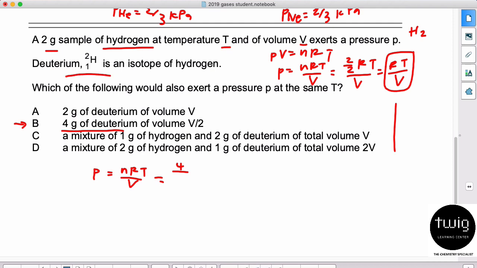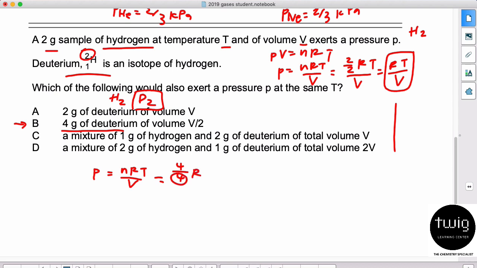You can't use 2, because when we say hydrogen, we say H2, but when we say deuterium, it's D2. So it's 4. You must use 4 here because the mass number is 2 and you have to assume it's D2. You can't assume it's D, because it exists as a diatomic. So this is 4 over 4, which is 1. It's 4, not 2.